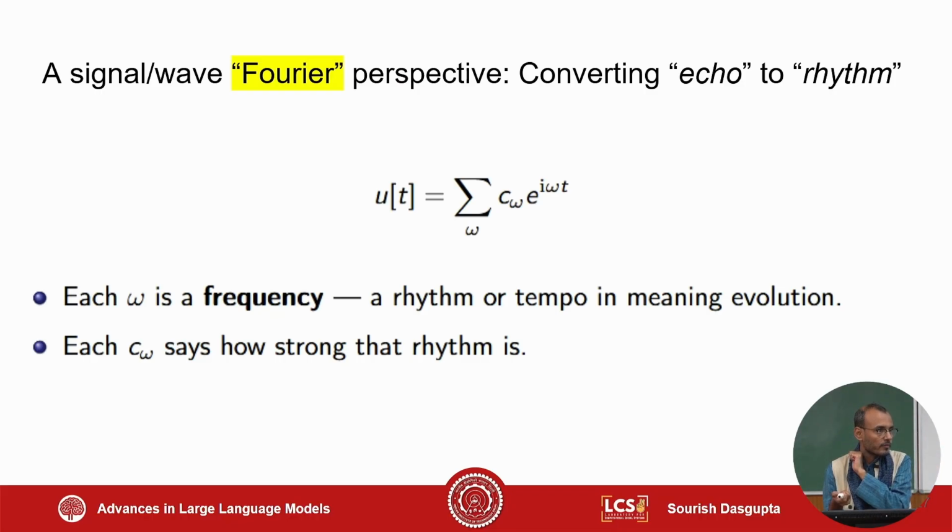but now we are looking at that component from a wave point of view, right? So C omega would be how strong the rhythm is, and e raised to i omega t would be the particular discrete transformation. And if you sum it up, you should be getting the original u t back. So that is the Fourier transform.